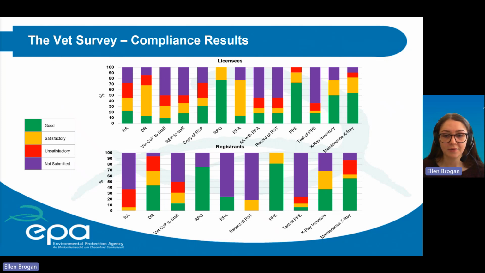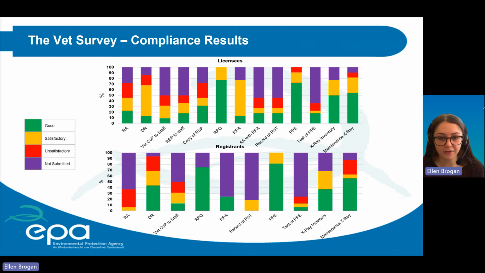As you can see from the graphs on the slides, the bars that have a higher percentage of either red or purple are bars that are identified as problematic areas. So compliance with the requirements for risk assessments, radiation safety procedures, radiation safety training, and testing of personal protective equipment. These were particularly low, so they were among the problem areas that were identified by the survey.